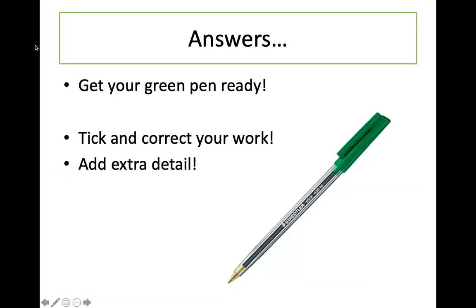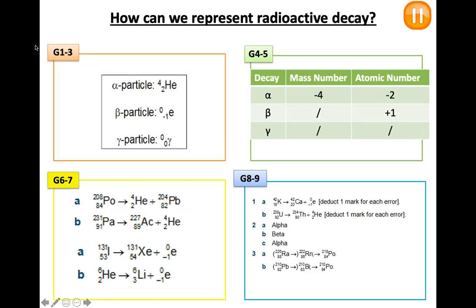Okay, so if you pick up a different coloured pen and be ready to mark and correct your work and add any extra detail if needed. Okay, so the symbols for alpha, beta and gamma decay are in the first box for grade 1 to 3. The grade 4 to 5, how it affects the mass number and atomic number, is all done in a table for you. And then the answers to grade 6 to 7 and 8 to 9 are on the board, on the slide. Press pause to mark and correct your work.